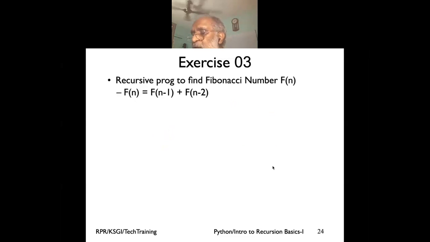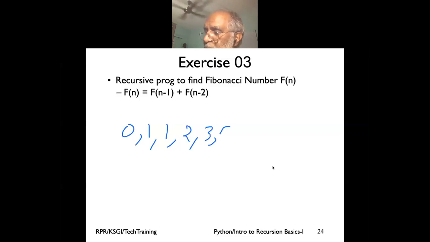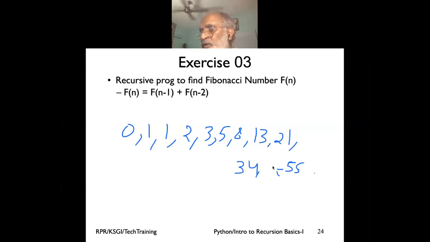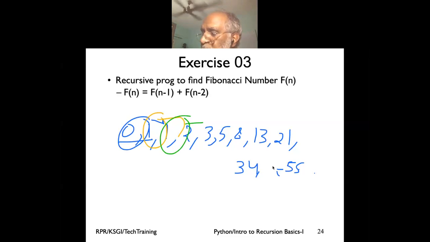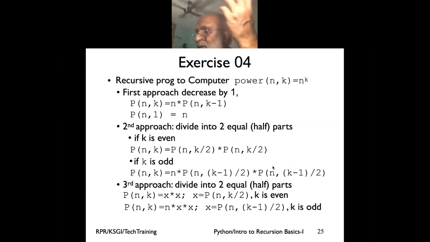Third exercise: you know what a Fibonacci number is? 0, 1, 1, 2, 3, 5, 8, 13, 21, 34, 55, and so on. Basically, take the last 2 numbers, sum them up, you get the third number. Take the last 2 numbers, sum them up, and that's what the Fibonacci number is.